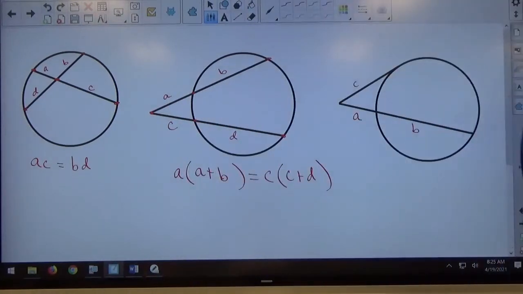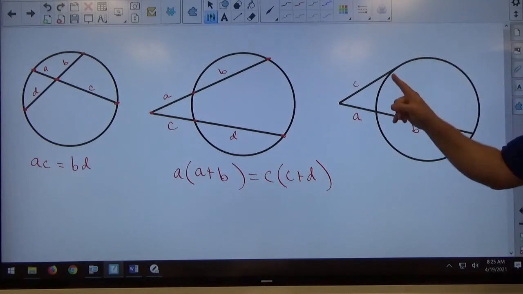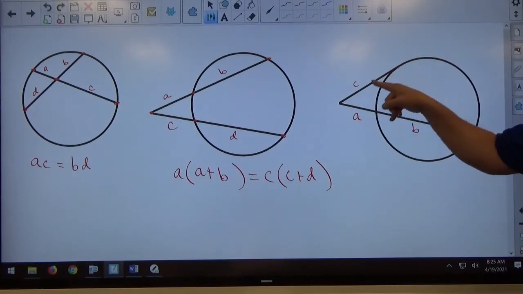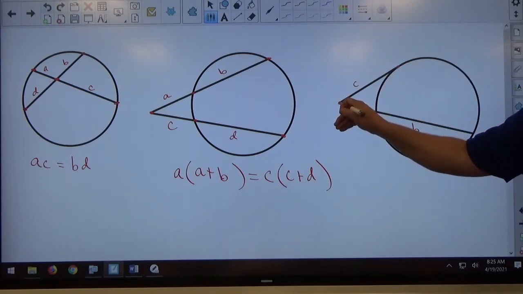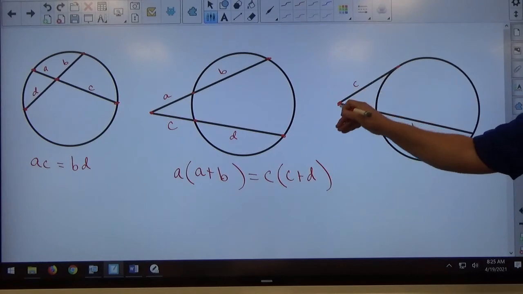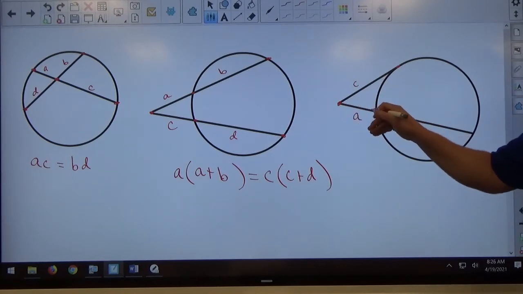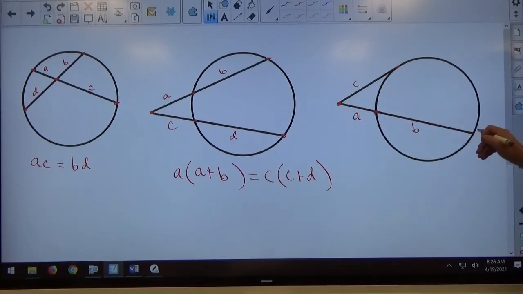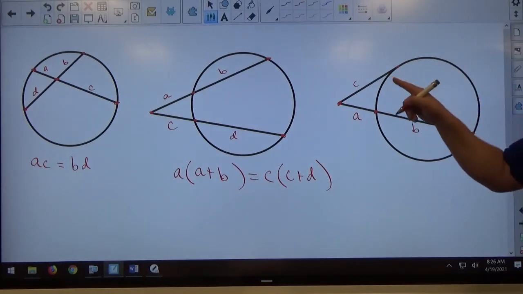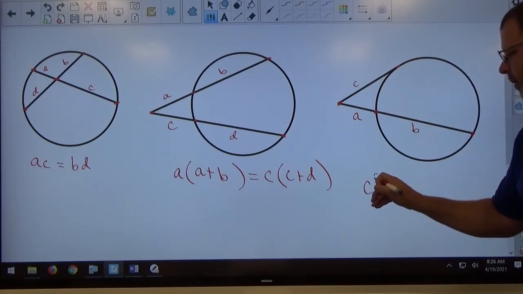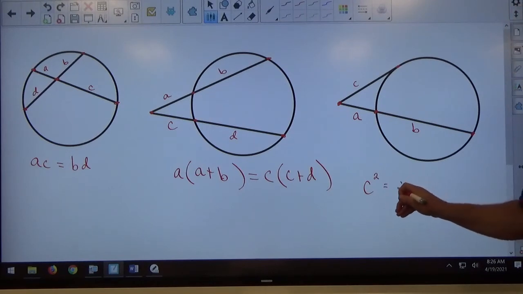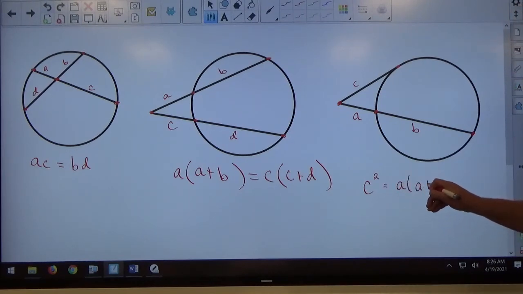And finally, over here, we have a tangent and a secant. Okay. The tangent has just from here to the point of tangency. And the secant has the outside part from here where the tangent and secant intersect to the edge of the circle. That's A. And then the entire piece, B is the chord, so B goes from here to here. So the relationship between a tangent and a secant in this relationship is the tangent squared equals the outside piece times the entire piece.